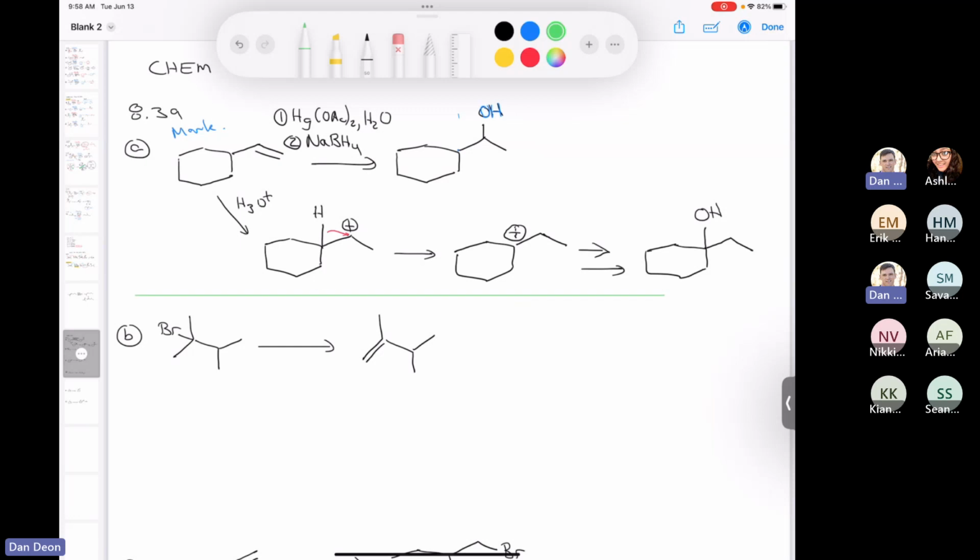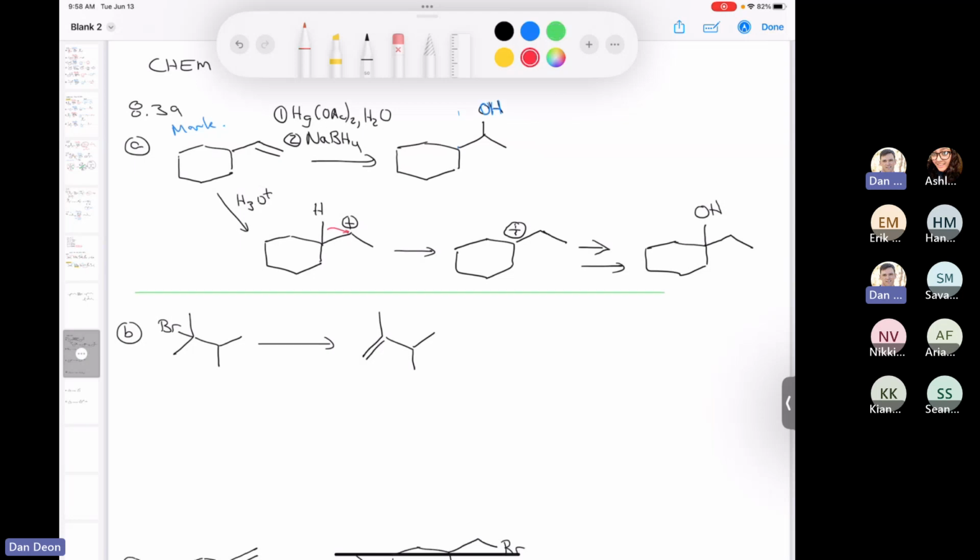Let's take a look at B. In B, we're doing an E2 reaction, and we actually have two types of beta protons here. We have the beta proton which would lead to the desired product. And then we have another type of beta proton here, and if we eliminated that, we would end up with this compound. But we're trying to make the compound in red.